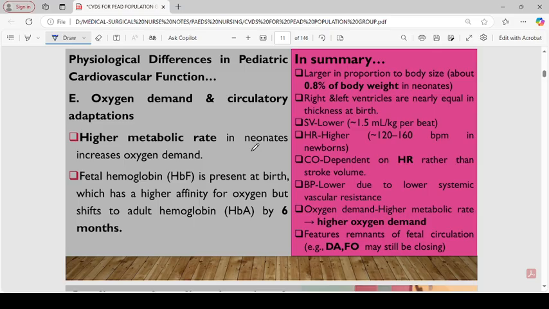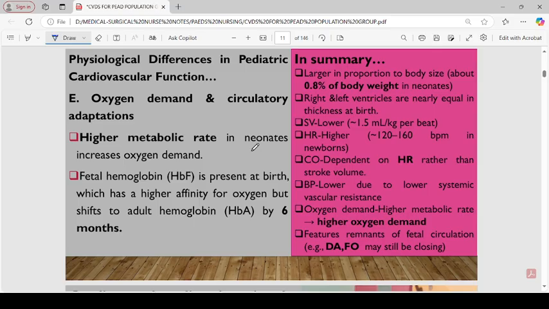About 6 months. So in summary, neonates' hearts are larger in proportion to body size, about 0.8 of the body size, while in adults it is about 0.4, so it's almost double. Right and left ventricles are nearly equal in thickness at birth, but the thickness of the left is going to increase as they age. Heart rate is higher, we have already explained that, and cardiac output is dependent on the heart rate rather than the stroke volume. Higher metabolic rate means that they have a higher oxygen demand, right?